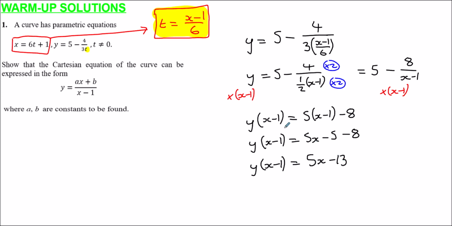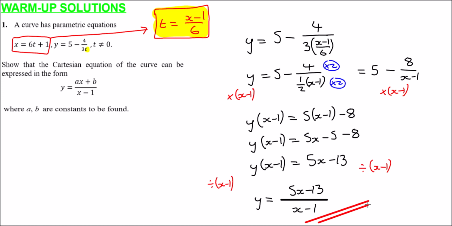Then as a final step, if I now divide through everything by x minus 1, then we've got y as the subject, and it's in the correct form we want. So now we have, therefore, y equals 5x minus 13, all of that divided through by x minus 1. So in this case, our a is 5 and b is negative 13. So that's question 1 done.